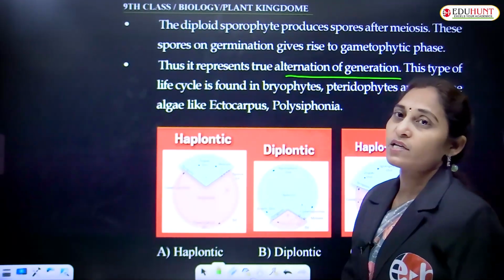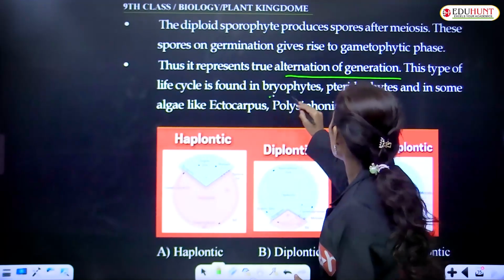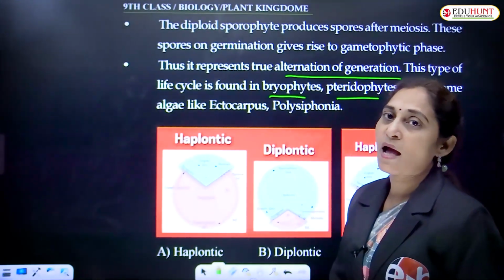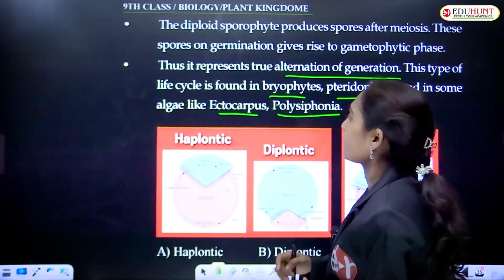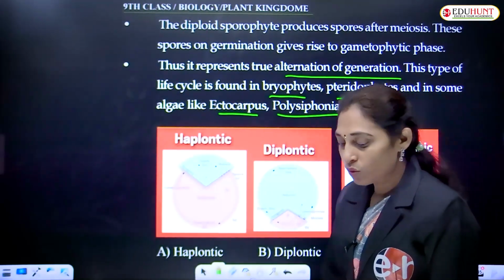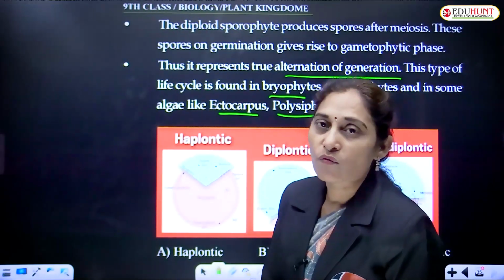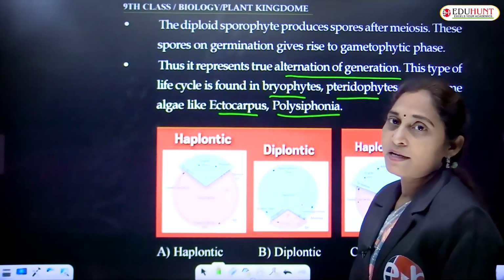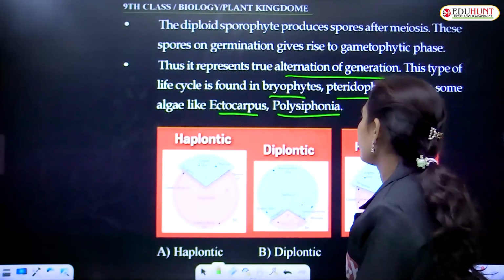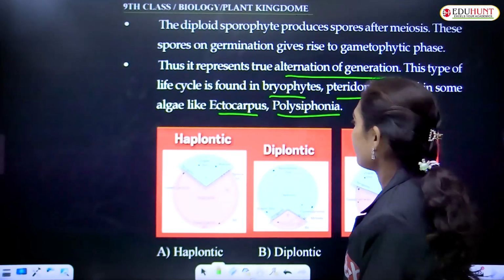This type of life cycle is found in bryophytes, pteridophytes, and in some algae like Ectocarpus and Polysiphonia. Ectocarpus belongs to the brown algae, Phaeophyceae, and Polysiphonia is a red algal member, that is a Rhodophycean member.